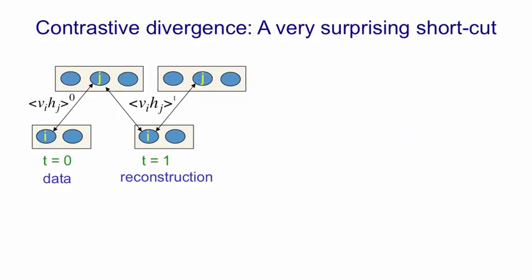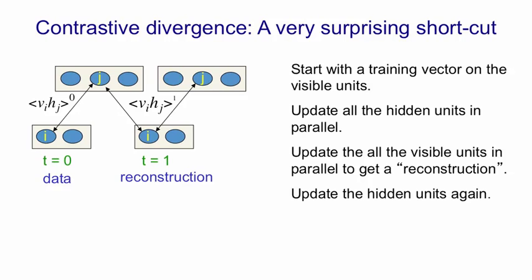So here's the very surprising shortcut. You just run the chain up, down and up again. So from the data you generate a hidden state, from that you generate a reconstruction, and from that you generate another hidden state. And you measure the statistics once you've done that. So instead of using the statistics measured at equilibrium, we're using the statistics measured after doing one full update of the Markov chain.